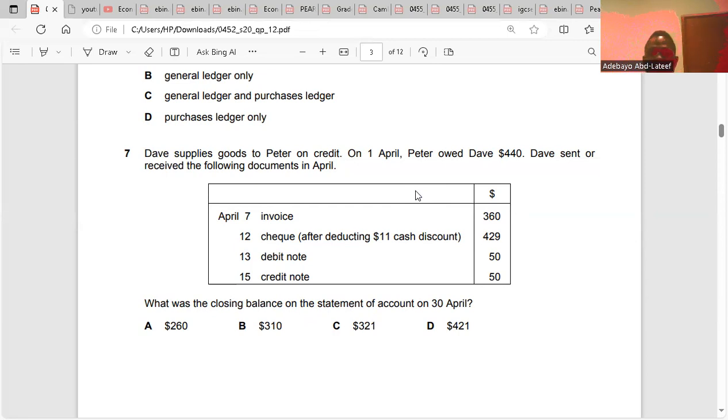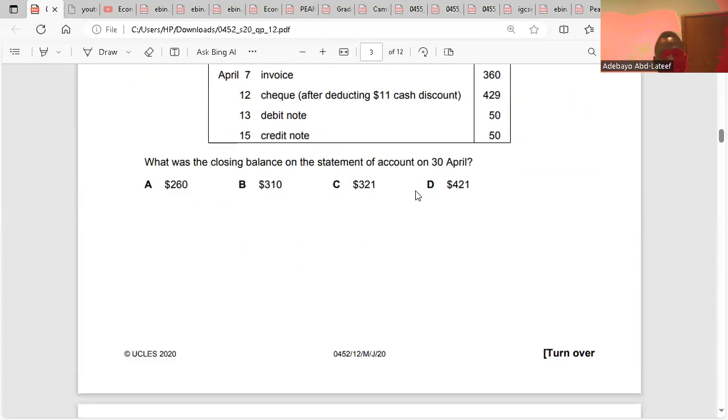Wait. Discount will be given, right? But you won't give discount until payment was made. Oh, yeah. So the value of the check will still be 429. If the payment is made on the 30th, then you have to take the discount away. So the value is 321 minus 11, which is a discount, gets 310. Is it clear or not? Yes, yes. So it's B.